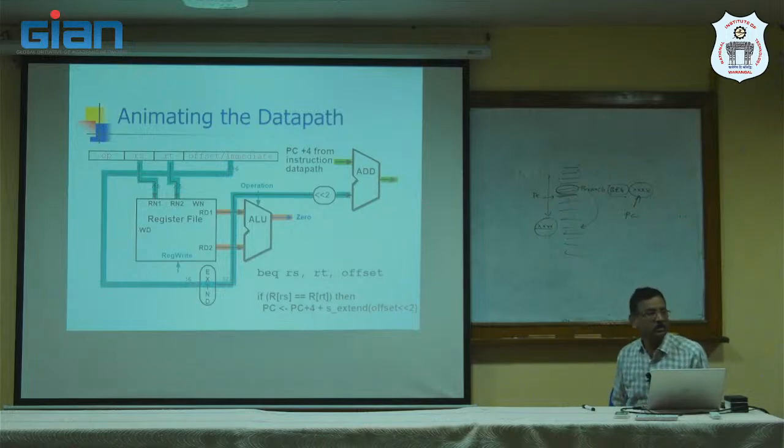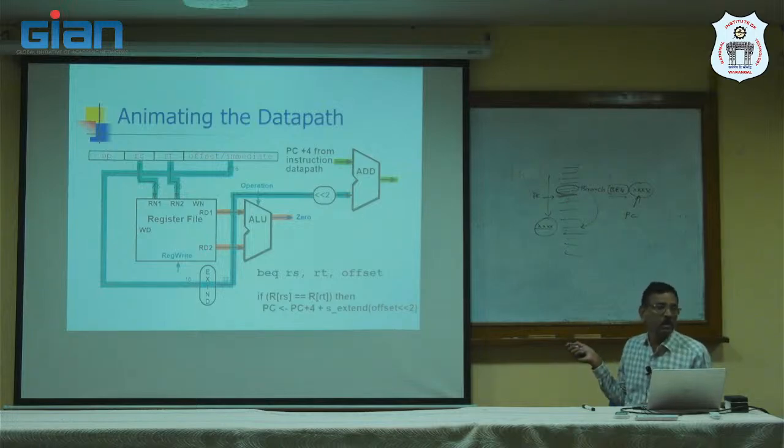So that means for the branch, one more adder is required here, an extra adder. What is this? This is not the ALU, but a simple adder just for computing the branch address. An extra 32-bit adder is to be added.